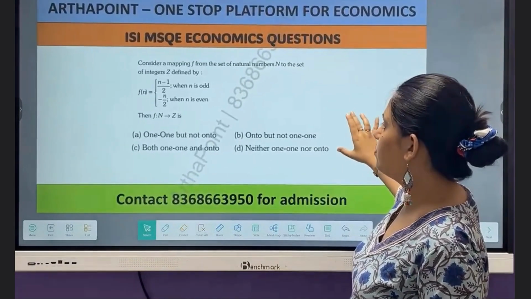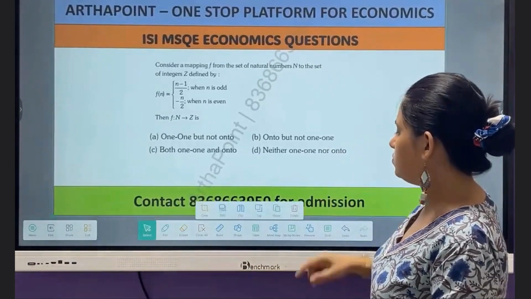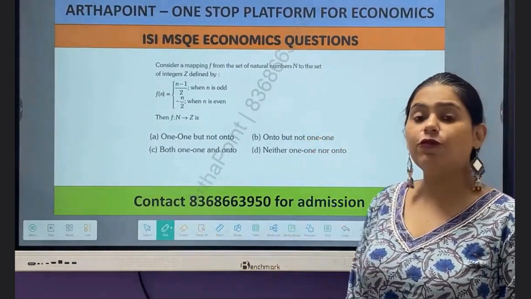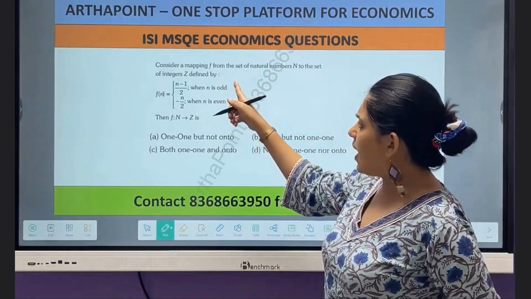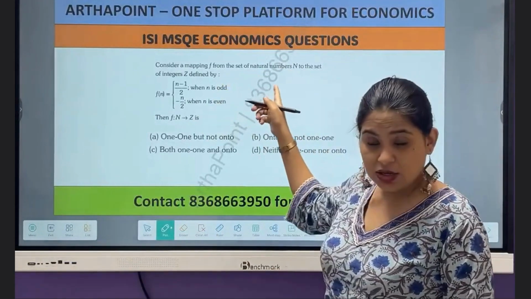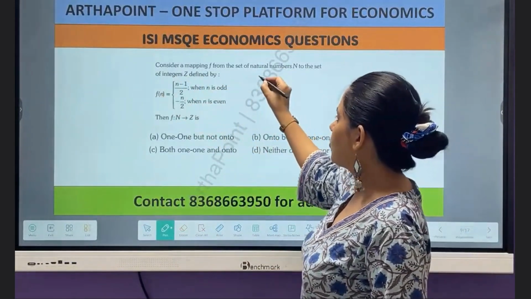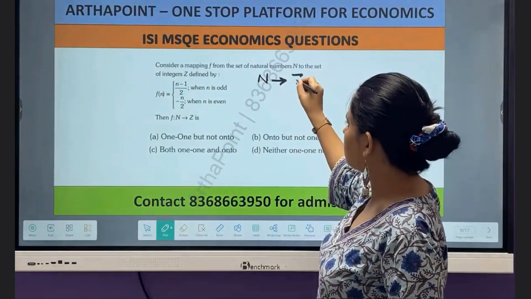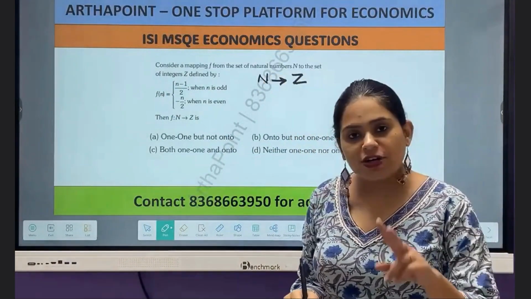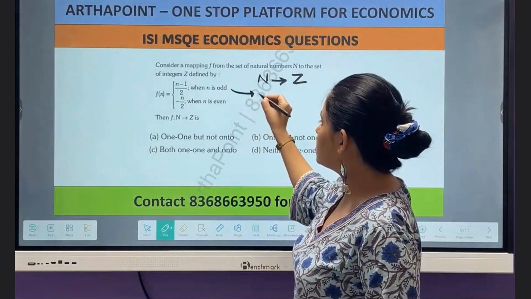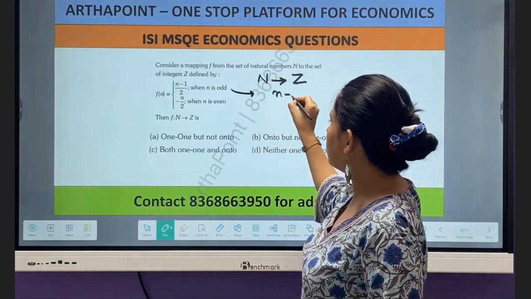Try this yourself. Pretty good question. Okay beta, it says the following. Consider the mapping F from the set of natural numbers N to the set of integers. So I am going from natural numbers to integers. And the function is defined in two ways. One, the function is defined as (n minus 1) by 2.